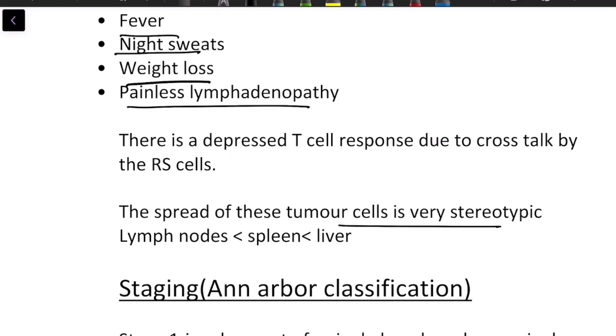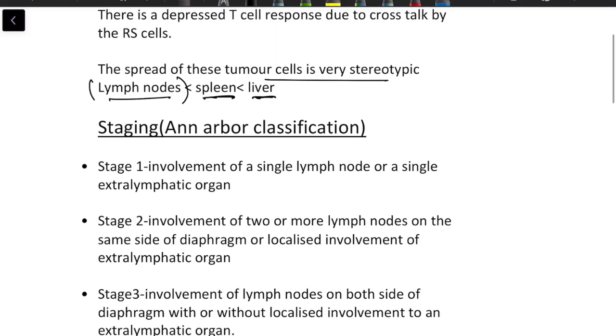Like first they spread into the lymph nodes contiguously, and then this spreads to the spleen, leading to splenomegaly, and then to the liver. Generally, it is identified in this stage. That is why we don't see splenomegaly or hepatomegaly in the later stages.